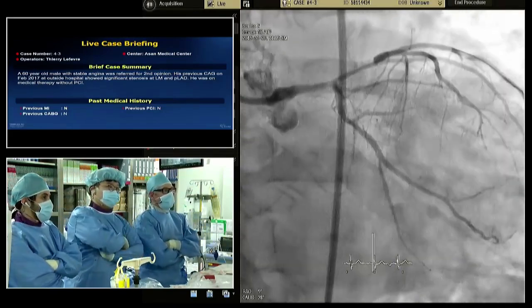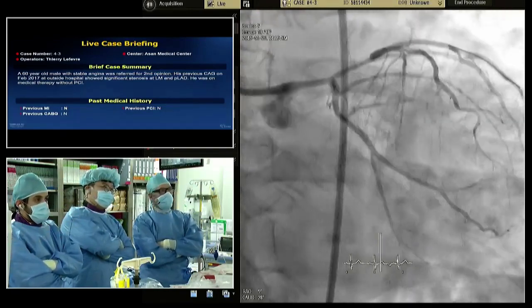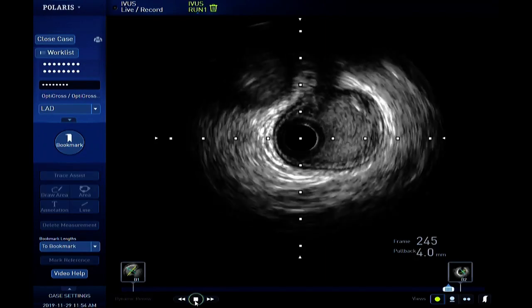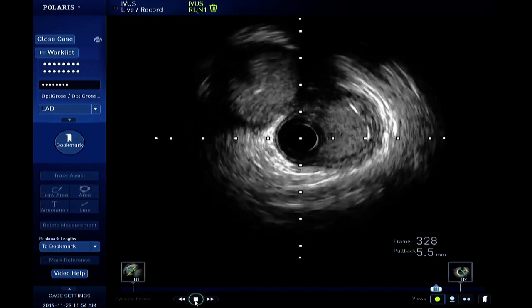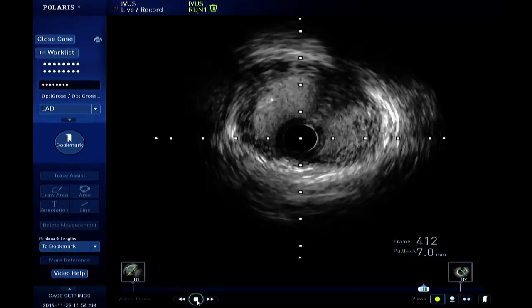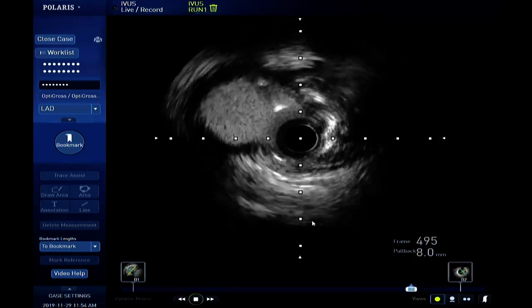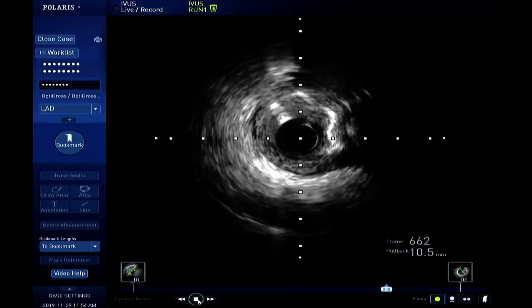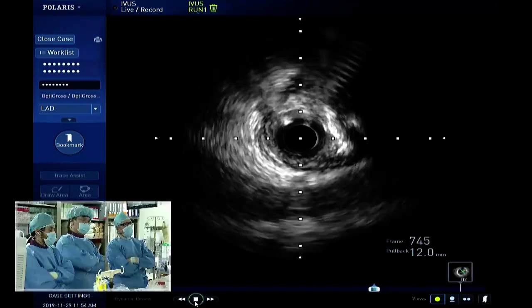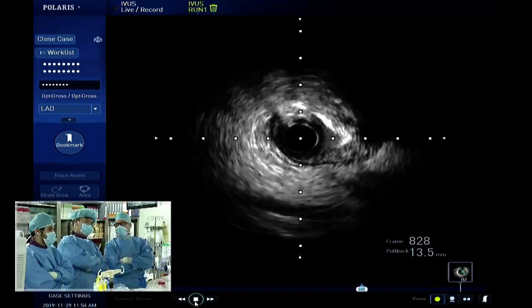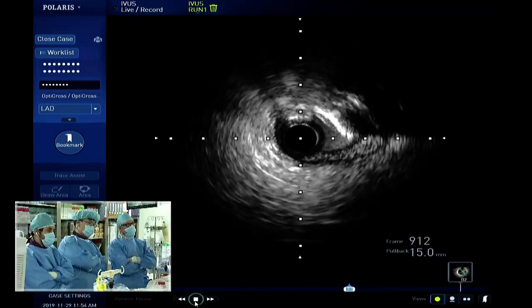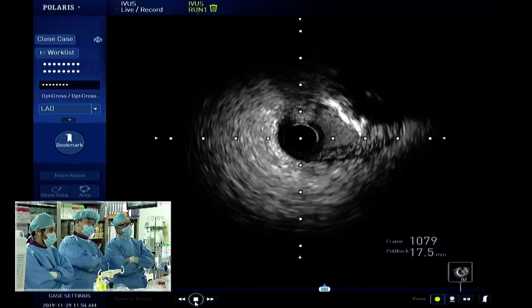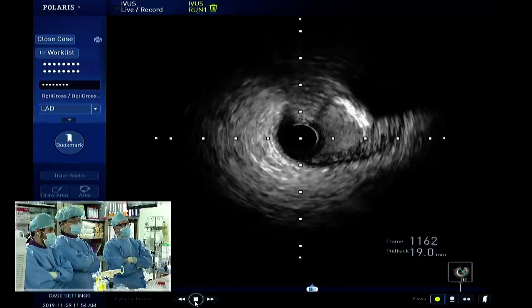Okay, so this is the pullback from the LAD. You see that the LAD is about 2.8. This is the trifurcation. There is some calcium, as you can see, but not too much. A lot of disease in this LAD proximal to the trifurcation. So it's a long lesion of the proximal LAD.